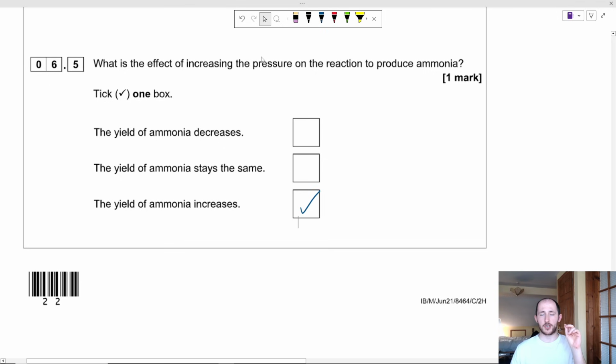To increase the pressure requires money, right? You have to actually put energy into the system to increase the pressure. So why would a company or a factory do that unless it increased the yield? Why would they just throw money away by increasing the pressure when it gives them no benefit? And again, the benefit in this case is that you want to produce ammonia. That's the whole goal, right?